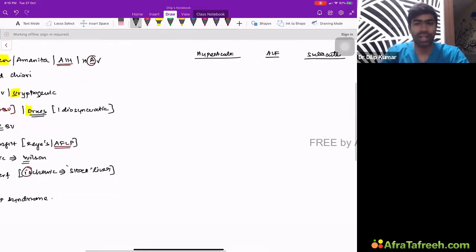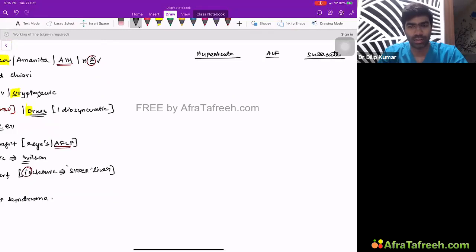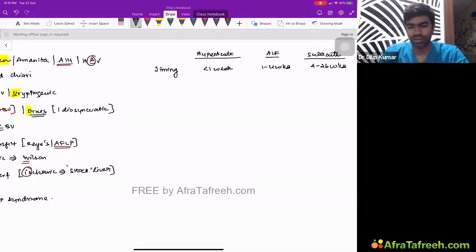But this is an extremely old classification: hyperacute, acute, and subacute liver failure. As far as timing is concerned, you can split the 26 weeks into 3. If it happens within a week, within 7 days, it's hyperacute liver failure. If it happens within 1 to 4 weeks, it is the acute form of acute liver failure. And if it happens from 4 to 26 weeks, we call it subacute liver failure. This timing is not important right now, except that hyperacute and acute liver failure may have a better prognosis compared to the subacute forms.